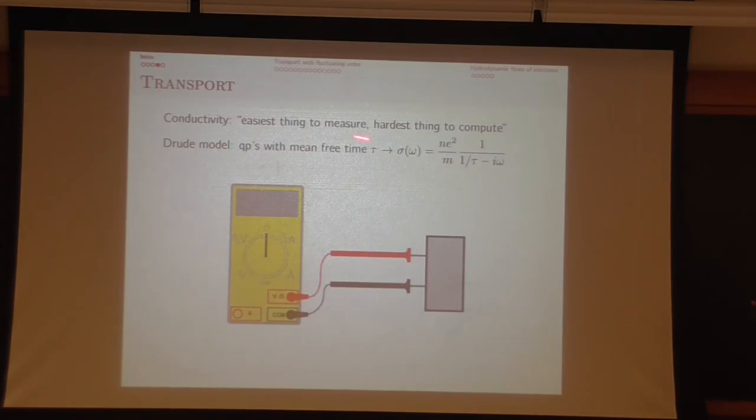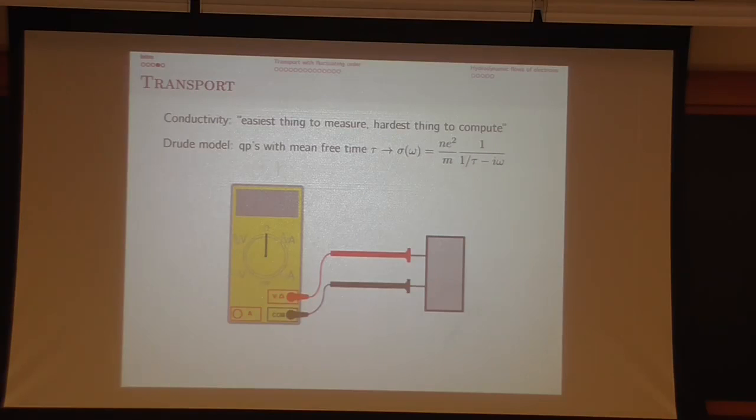Okay, so this Drude model leads to a frequency-dependent conductivity that has this form. I'm going to ignore the prefactor and just look at the frequency dependence. If I take the frequency to 0, this will go like tau, the mean free time of the quasi-particles. So if the quasi-particles are completely free, the DC conductivity is infinite because I don't need an electric field to sustain the current.